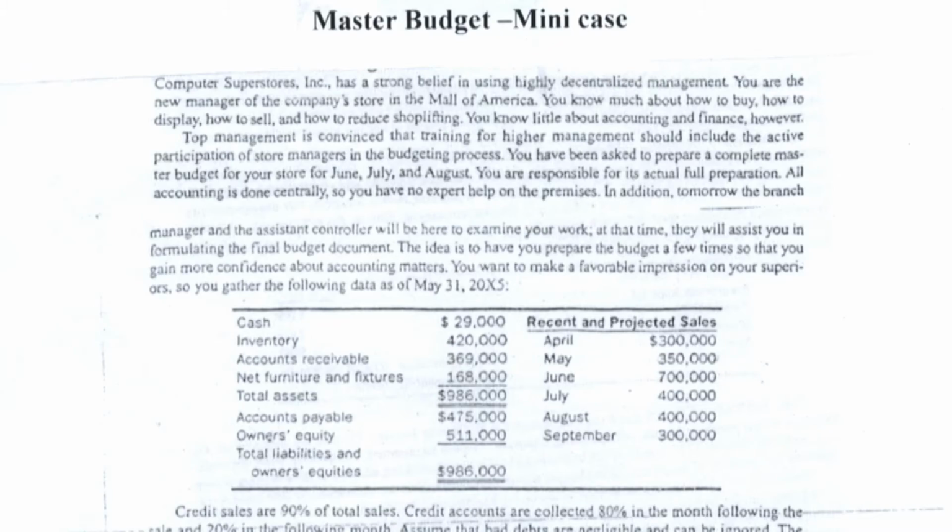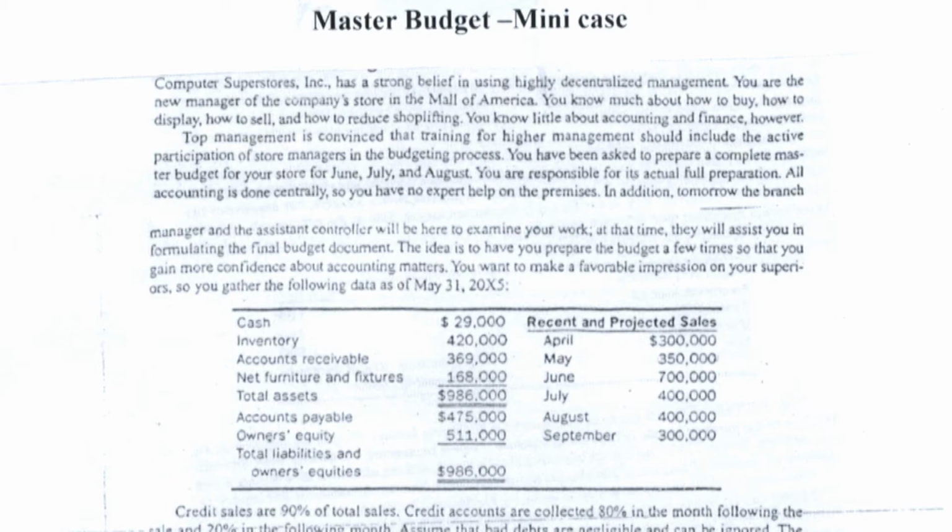Now, I will go to the next schedule, and the next schedule is about the sales collection budget. Once we find out how much we are going to sell, only 10% is collected as cash, and the remaining is on credit. Now, how is this credit going to be collected? So, we will go back to read from the case what the collection conditions are. Collection conditions are: credit sales are 90% of total sales, credit accounts are collected 80% in the month following the sales.